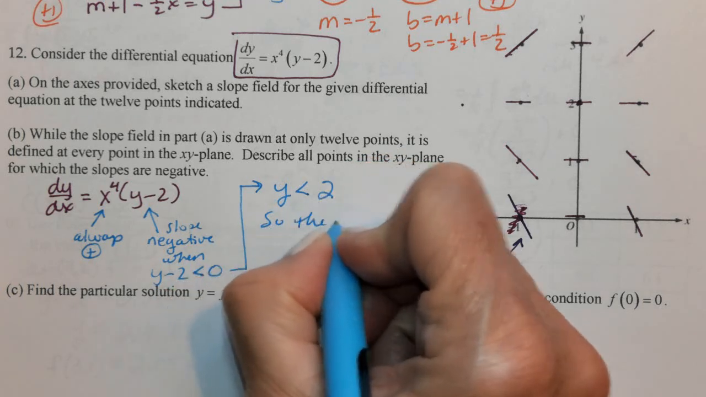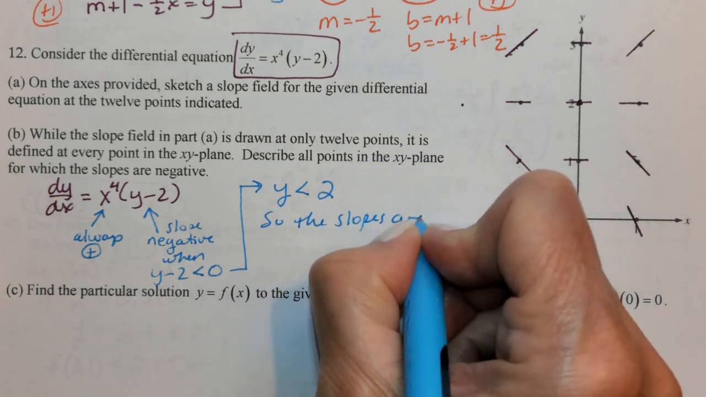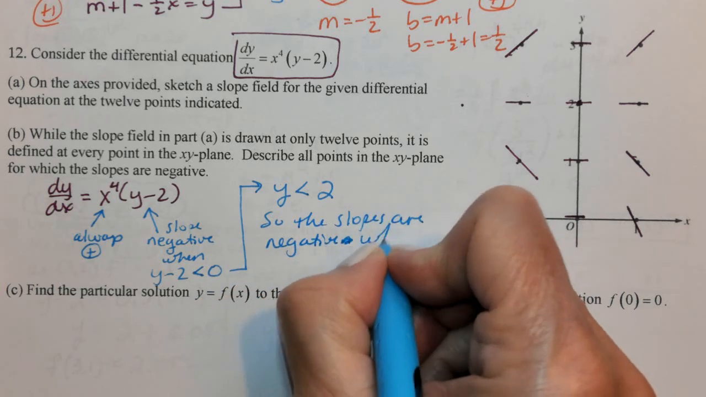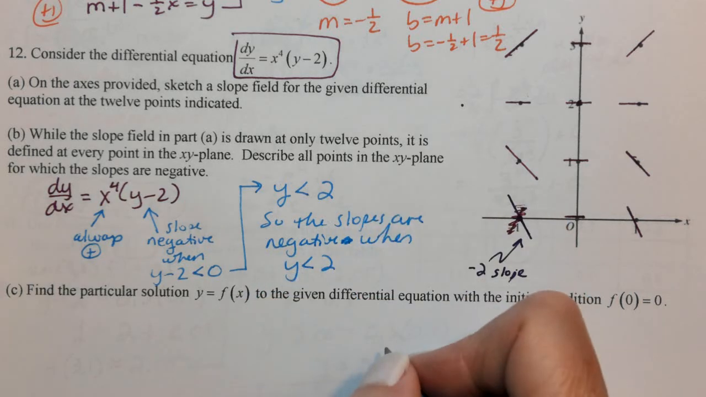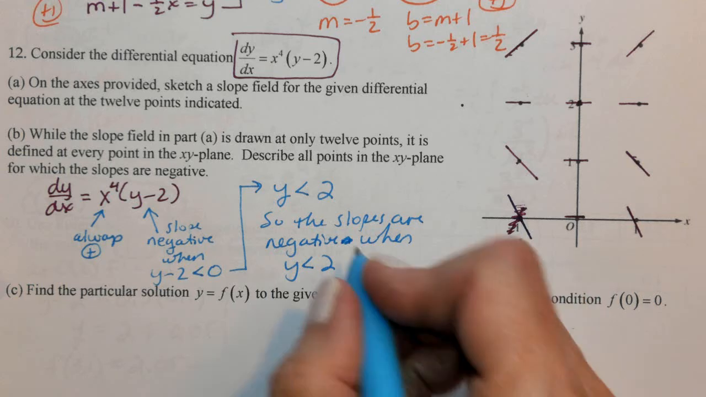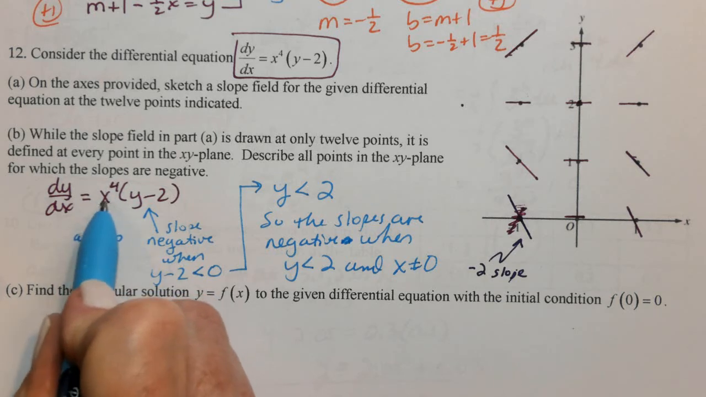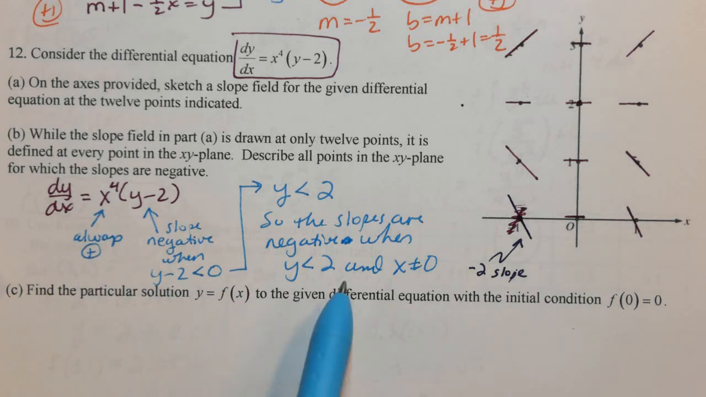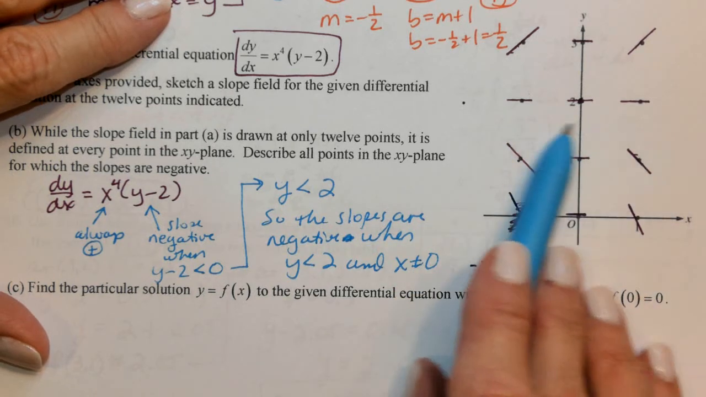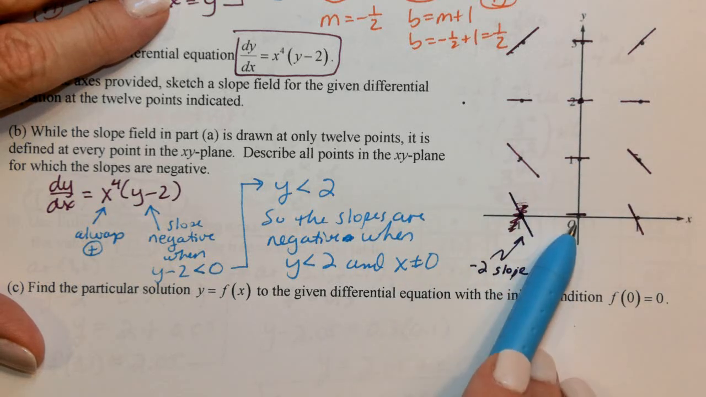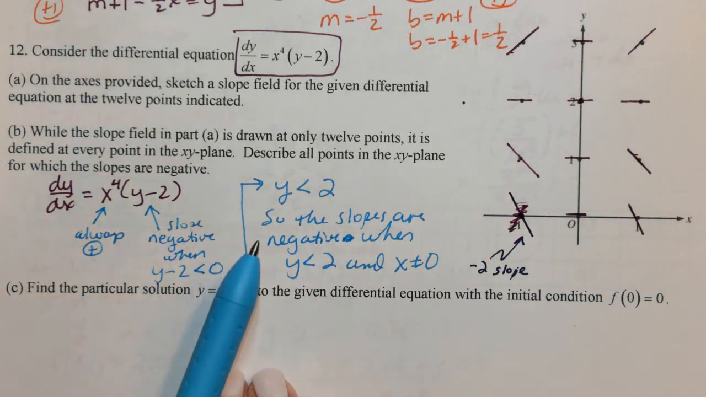So the slopes are negative when y is less than 2 and x is not 0. Why? Because if x is 0, the slope is going to be 0. So y has to be less than 2 and x cannot be 0. Does that make sense for the points that we drew? When y is less than 2 and x is not 0, do we have negative slopes? Yeah, we do. So very good.